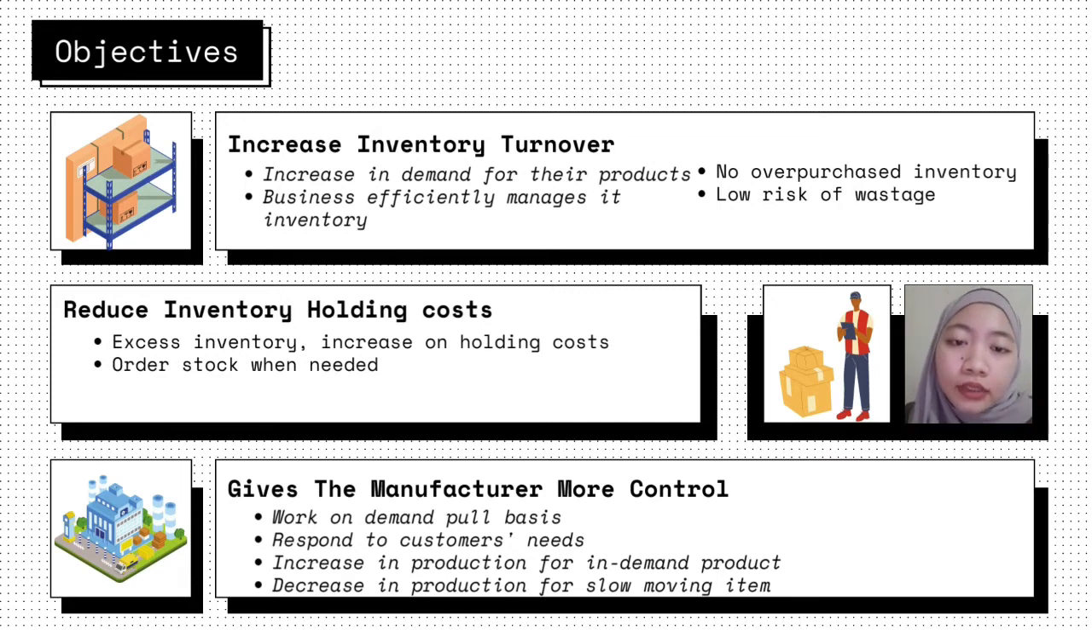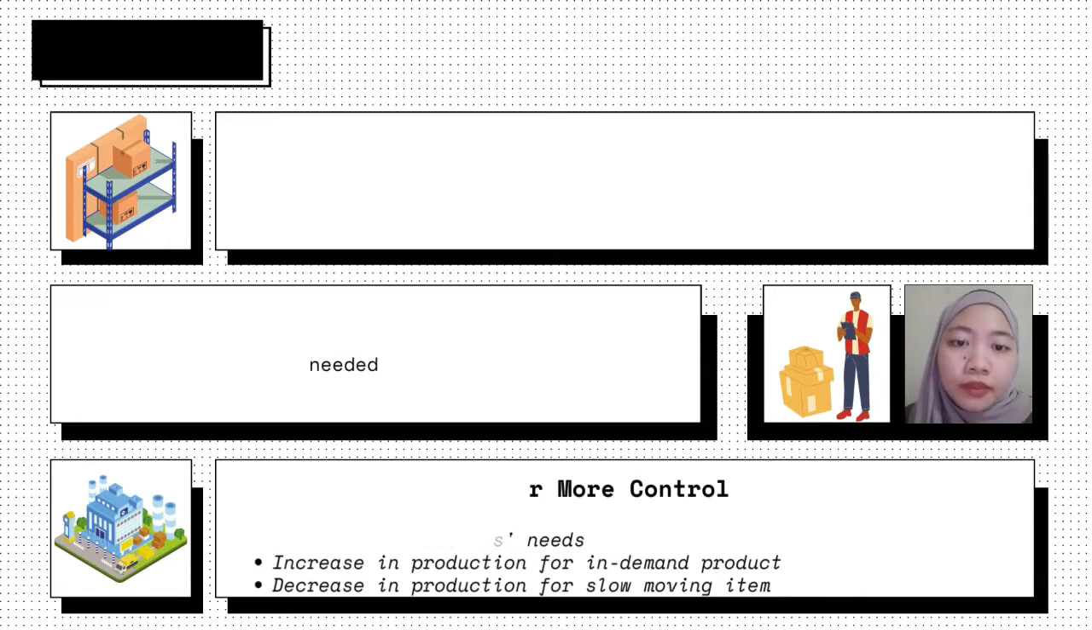And the third and the last objective is to give the manufacturer more control. JIT is the work on demand pull basis. It responds to customer needs only. There are going to be two scenarios here. The first scenario is an increase in production for in-demand product, and the second scenario is a decrease in production for slow-moving items.